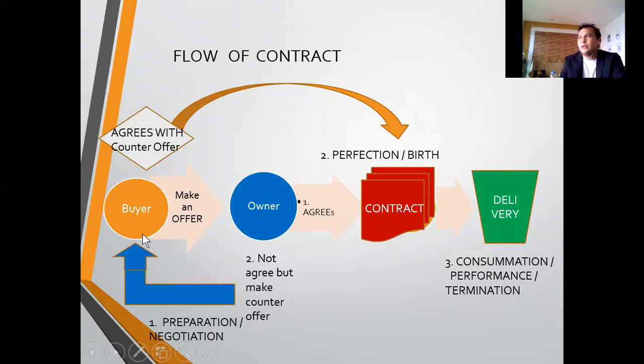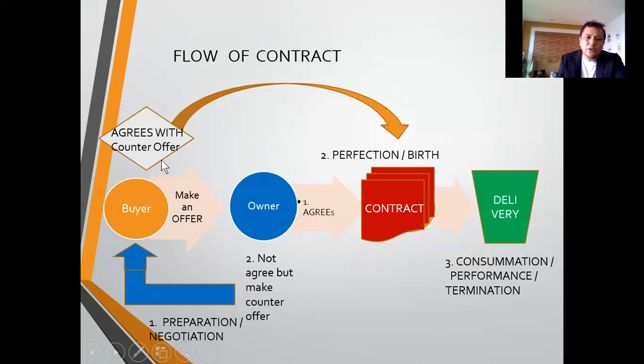Let's say, for example, the buyer says, I like your house. I'm going to buy it for 100,000 pesos. And the owner said, oh, that's too cheap. So he does not agree and then makes a counter offer. How about you double the price, 200,000 pesos? So that acceptance is qualified, no? And the owner is therefore making a counter offer. The counter offer is a qualified acceptance.